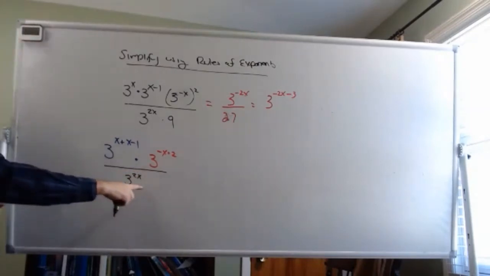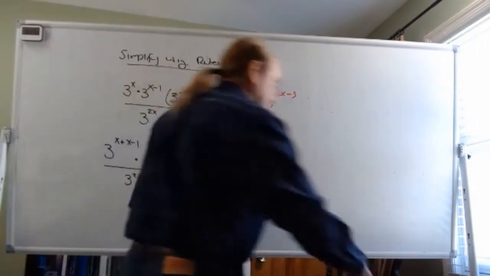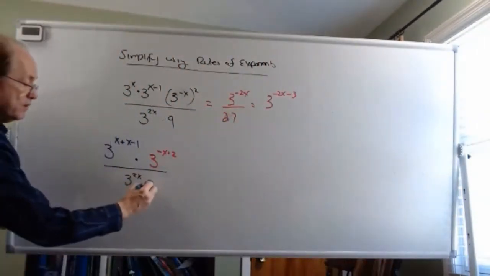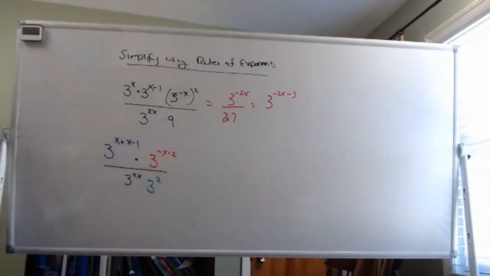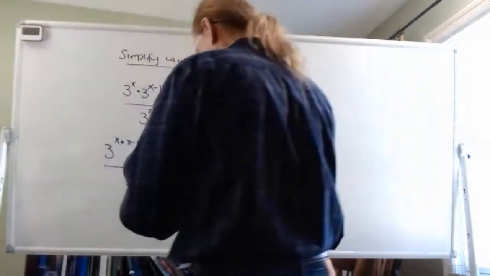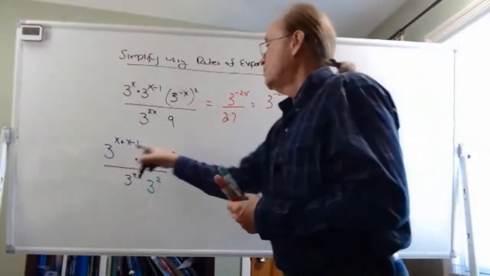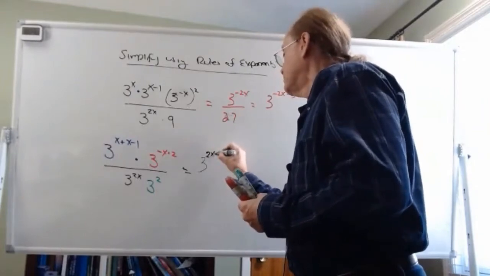Now, if I want to, I can actually change that 9, because that's related to a base of 3 as well. This is equal to 3 squared. 3 squared is 9. Put everything in terms of the base 3. I can simply add over here. So up top, continuing on in this fashion, that's 2x minus 1, so it's 3 to the 2x minus 1.